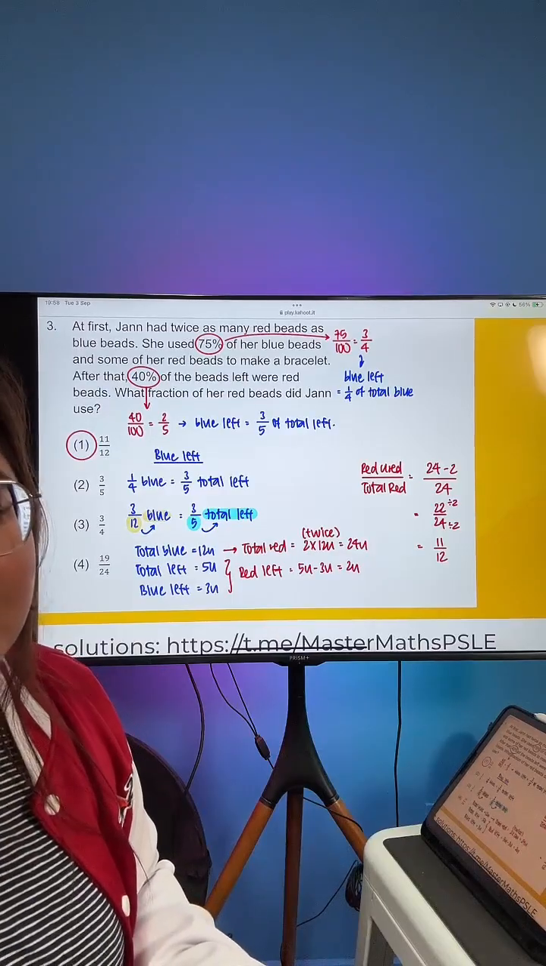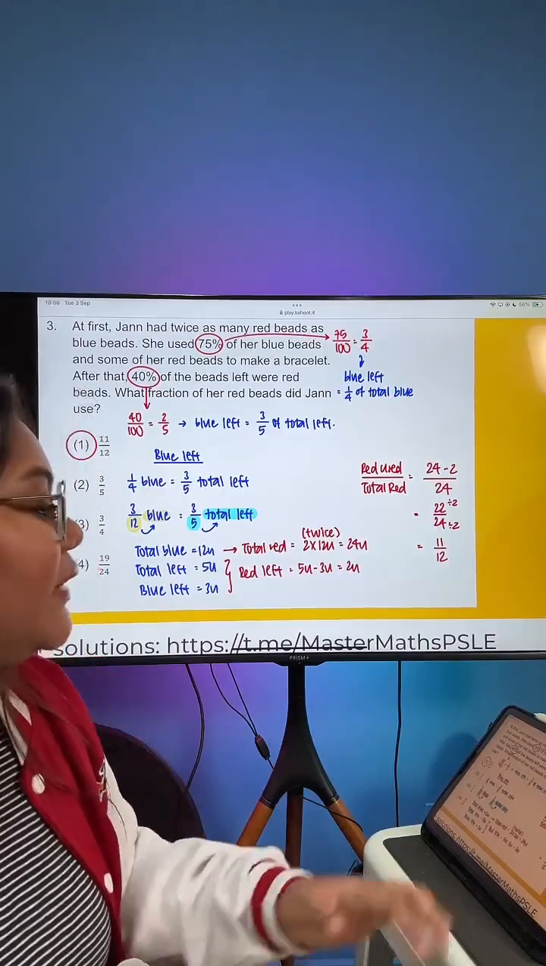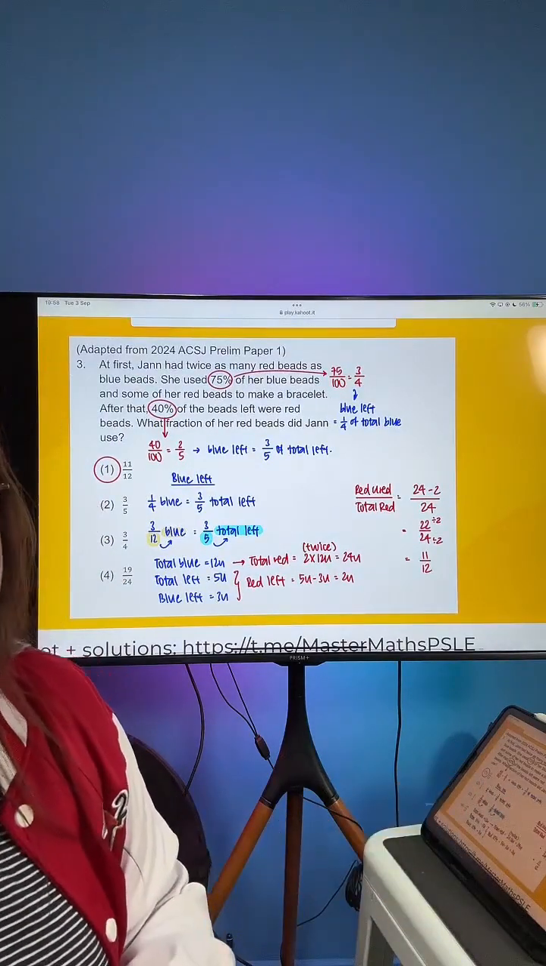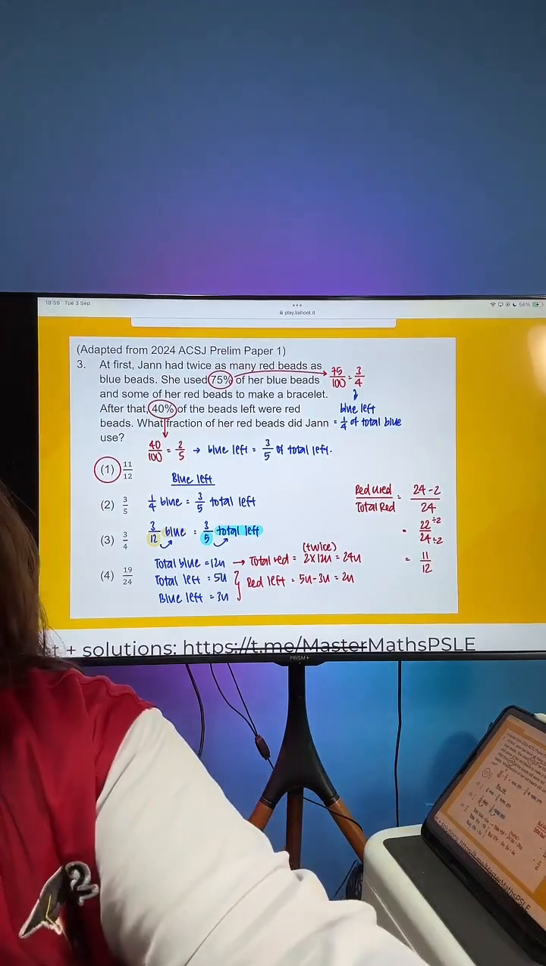Okay, some of you are thinking, how can this be in paper 1? But this actually did appear in paper 1, ACS Junior. Okay, so yes, we gotta make parts the same here.